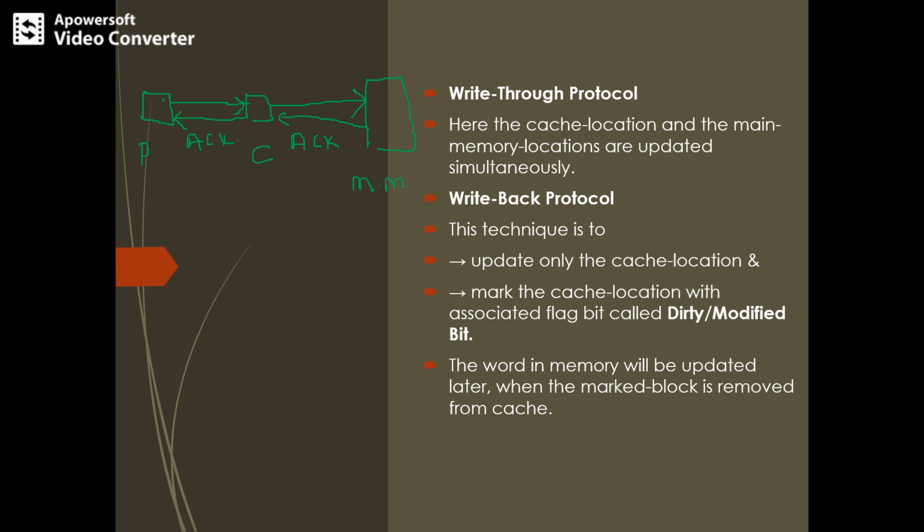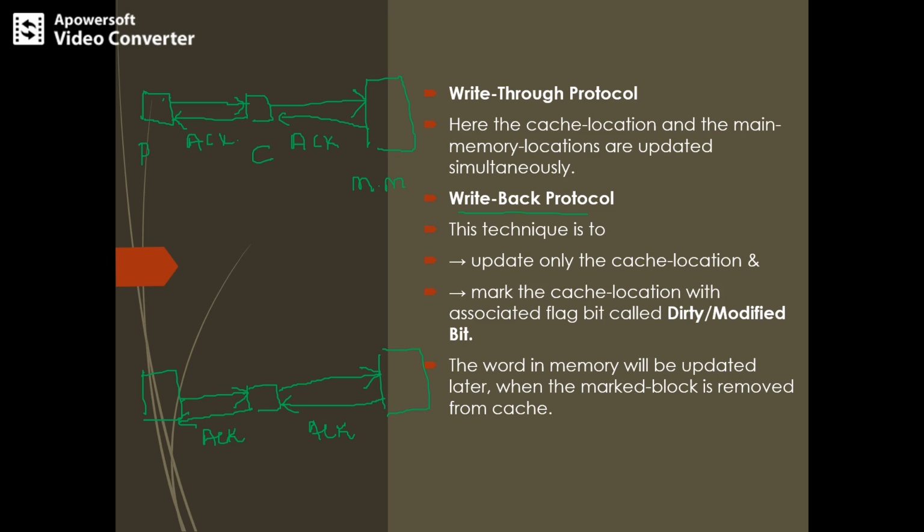But in the case of write back protocol, once again I will consider the host or processor, the cache, and the main memory. Here, initially the processor or host will write the information into the cache, and the cache will send an acknowledgement to the processor. After sending the acknowledgement, the cache will update the information into the main memory, and it will get an acknowledgement from the main memory. So this is how write back protocol works.